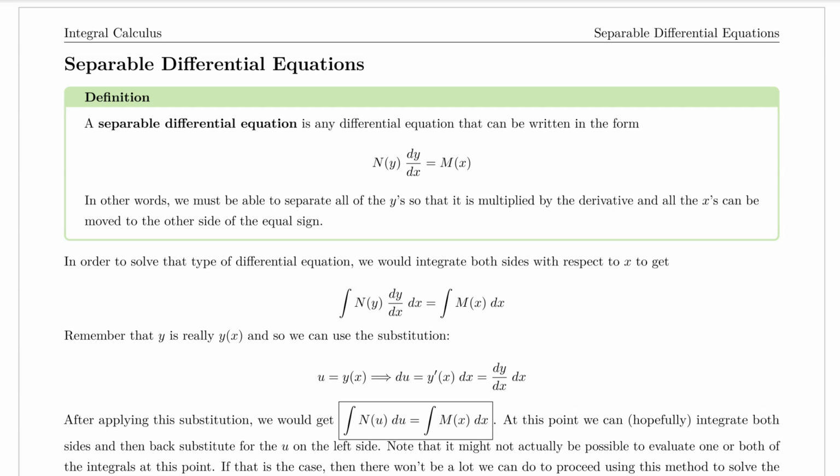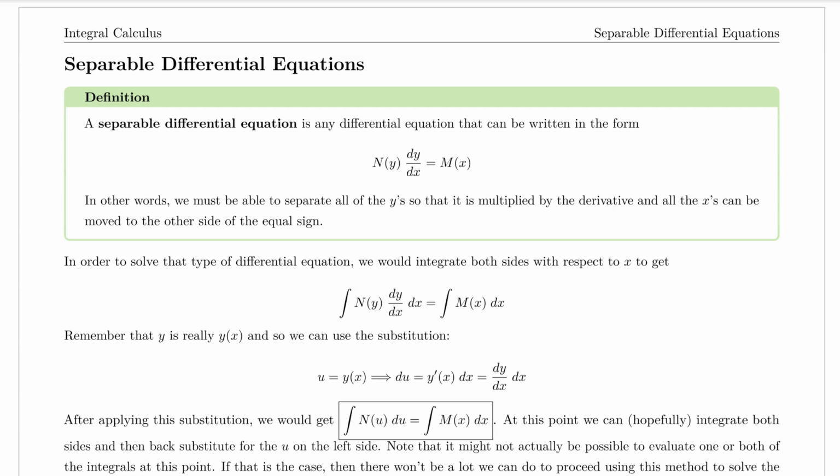In other words, we must be able to separate all of the one variable, or the y's, so that it's multiplied by the derivative, and all of the x's can be moved to the other side of the equal sign. And again, it doesn't necessarily have to be x's and y's. Those are just the variables that we're using here.